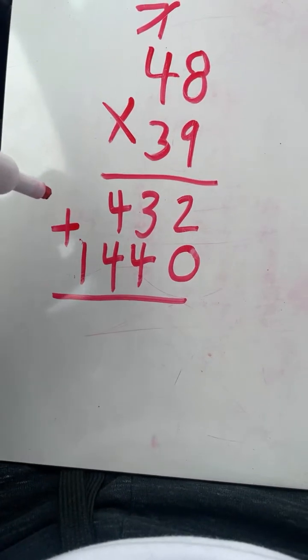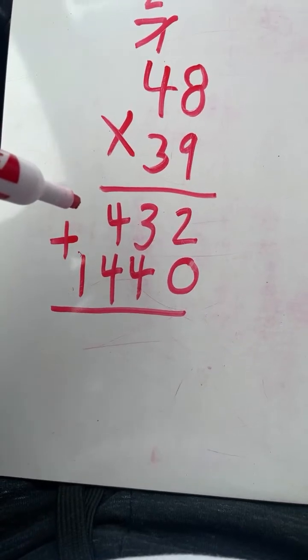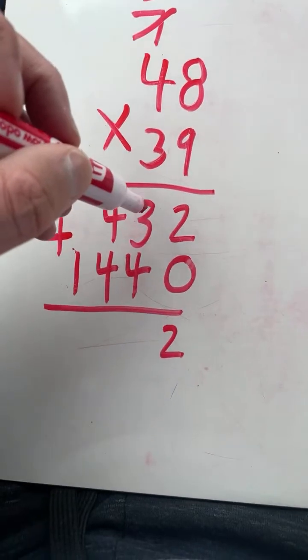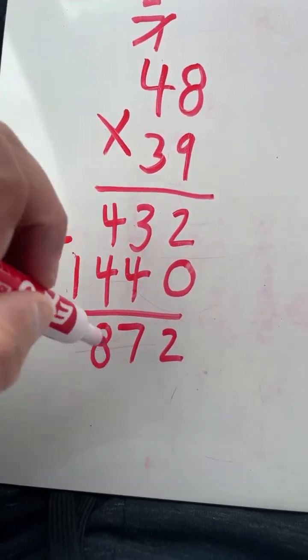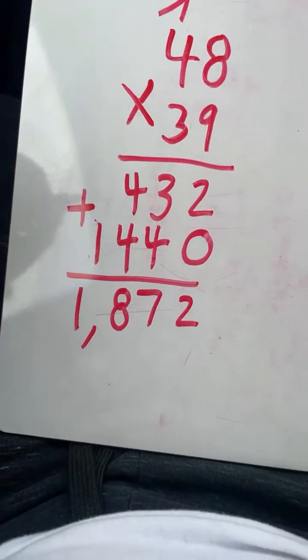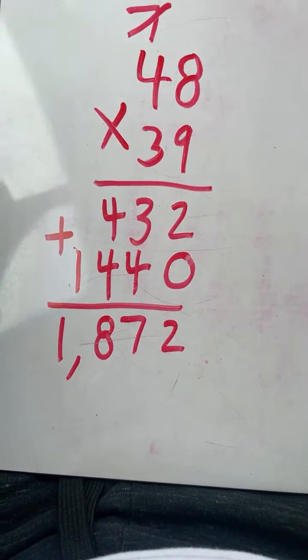And we are adding these two numbers together to get our final answer. 2 plus 0 equals 2. 3 plus 4 equals 7. 4 plus 4 equals 8. 0 plus 1 equals 1. And we have our final answer. 48 times 39 equals 1,872.